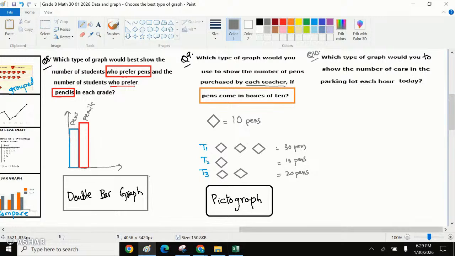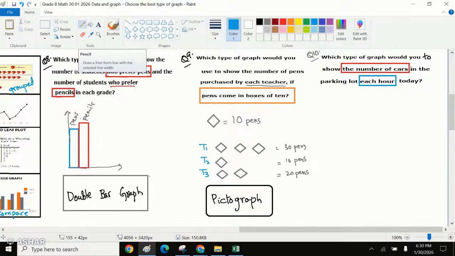What can we say over here? We need to show the number of cars in the parking lot. And how are they broken down? Each hour of the day, right? For today, that means at 8 a.m. a certain number of cars are there, at 9 a.m. certain cars are there, right?